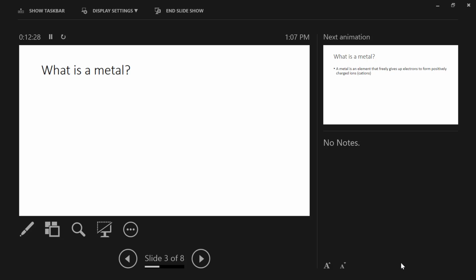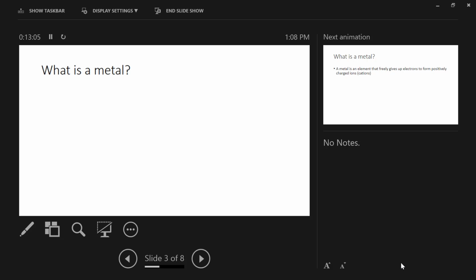All right, we have a definition of a metal. Tom, and then Charles. Are you passing, Tom? Yeah, I'm not sure. Charles: Metals are good conductors for heat and electricity.